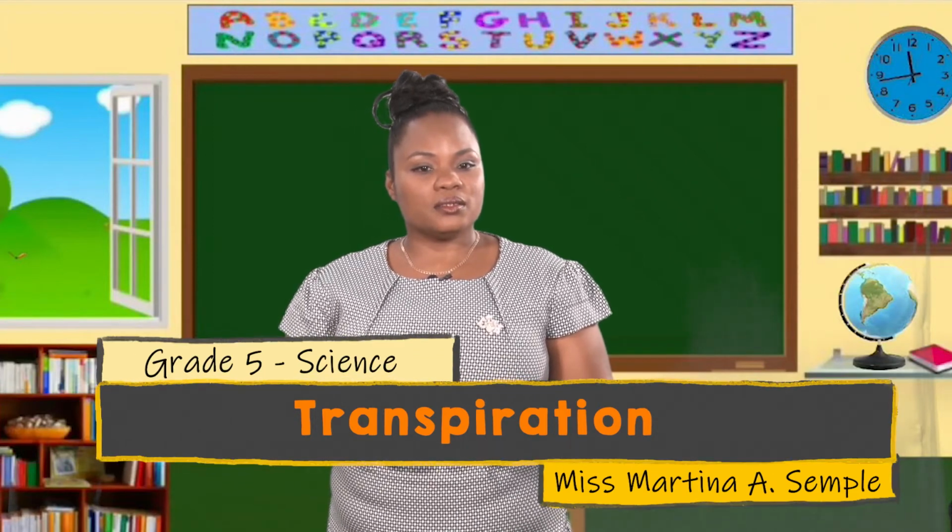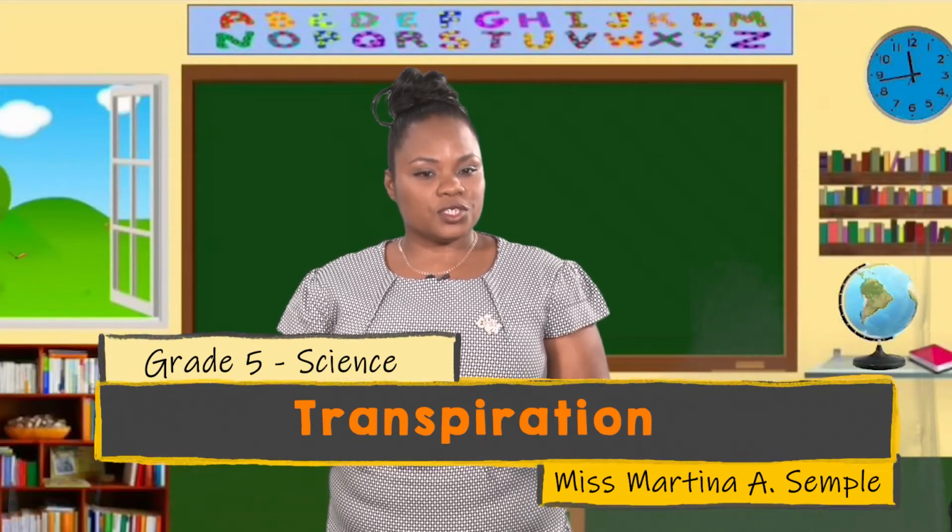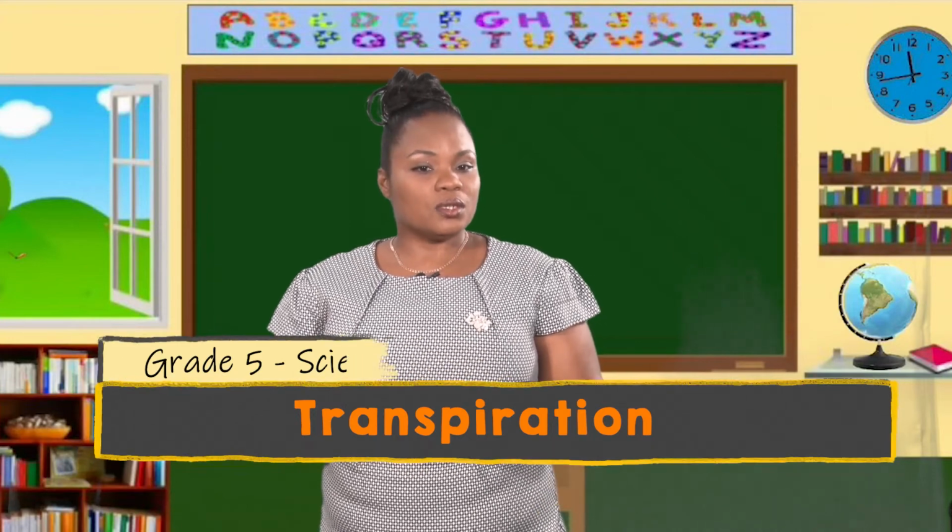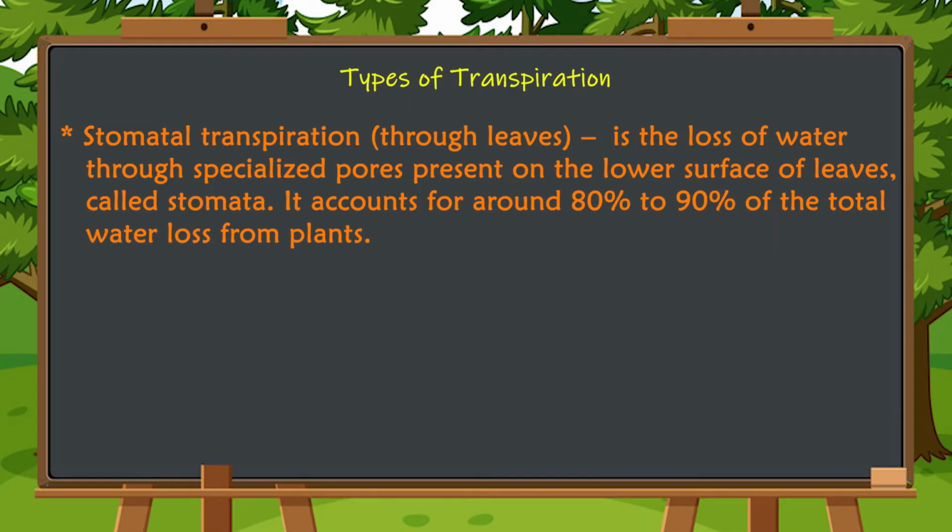Now let us look at types and examples of transpiration. We are going to look at stomatal transpiration, cuticular transpiration, and lenticular transpiration. Stomatal transpiration, through leaves: loss of water through specialized pores present on the lower surface of leaves called stomata. It accounts for around 80 to 90% of the total water loss from plants.